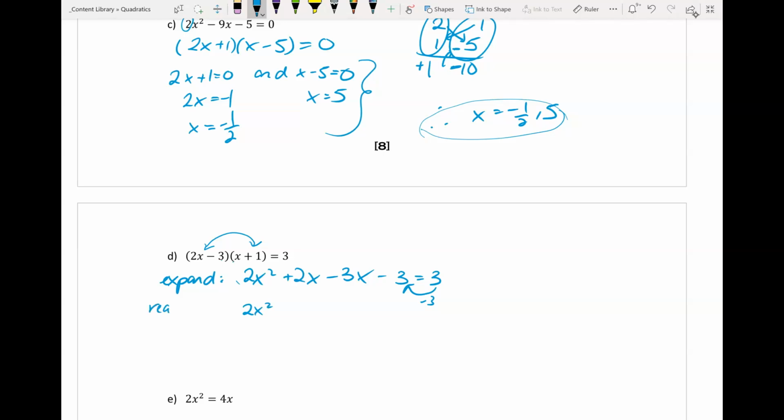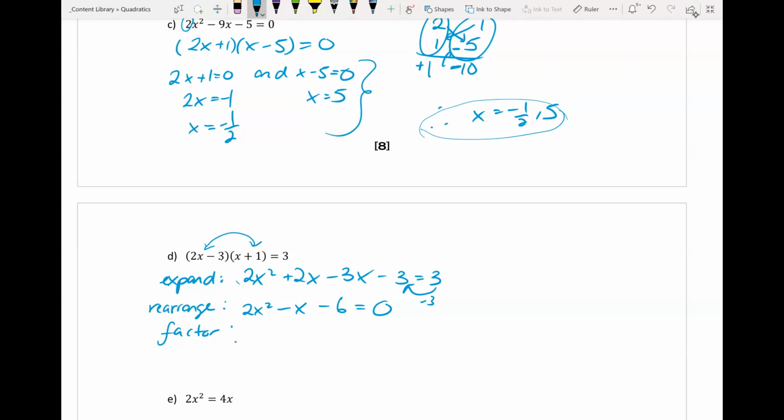I'm going to rearrange here. And then I'm going to combine this 2x and minus 3x, which is just negative x. Negative 3 plus negative 3 is negative 6. And now this is equal to 0 because I subtracted 3 on this side. Now I can factor.